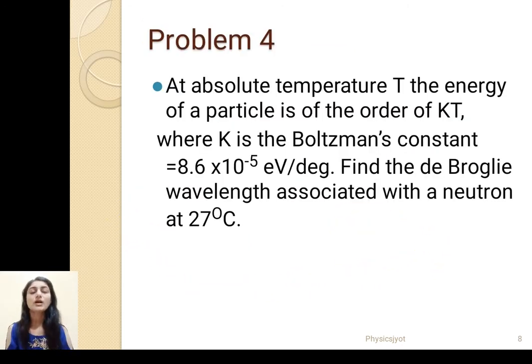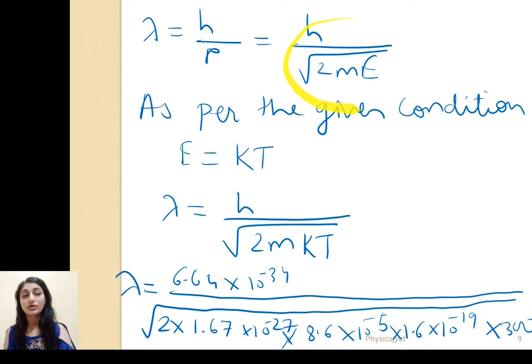Okay. Now the fourth problem: at absolute temperature T, the energy of a particle is of the order of kT, where k is Boltzmann constant and its value is 8.6 into 10 raised to minus 5 electron volt per degree. Find the de Broglie wavelength associated with a neutron at 27 degrees Celsius. Now again we have to use the energy form because we are talking about energy. So we will use lambda equals h upon root 2mE. As per the given condition, the energy value equals kT. So we will replace E by kT, and I have lambda equals h upon root 2mkT.